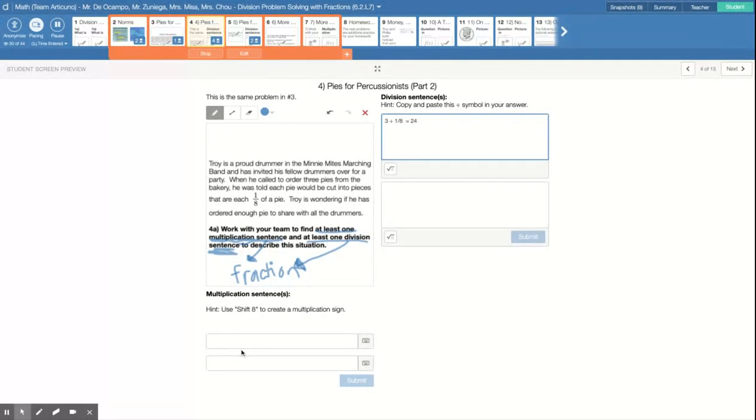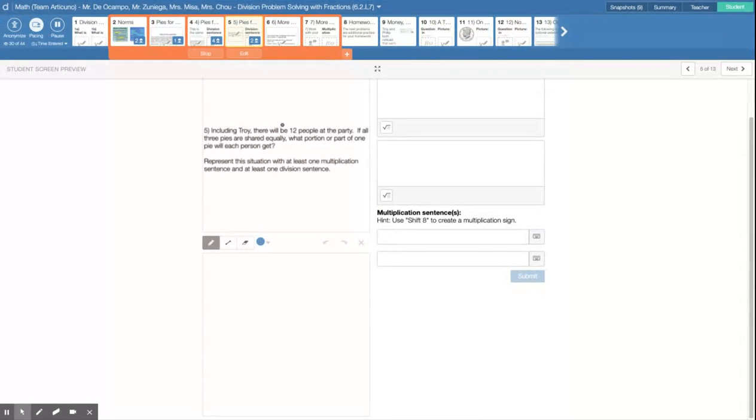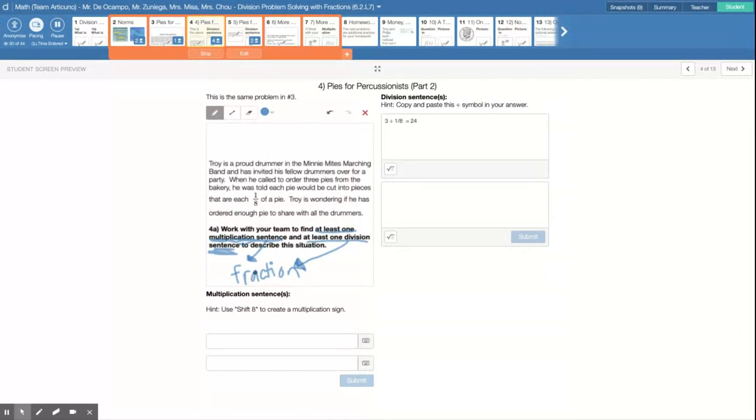So how would you write a multiplication sentence? The task here for the multiplication sentence is to come up with a multiplication sentence that describes this situation. And remember, because you're in 6th grade, you should be writing fractions in your multiplication sentence. Hopefully that helps. You also have these slides that you can go back to. We also did this in class, so please look at the slides. Hopefully that helps too.